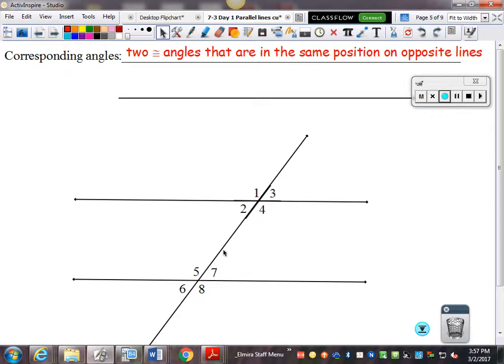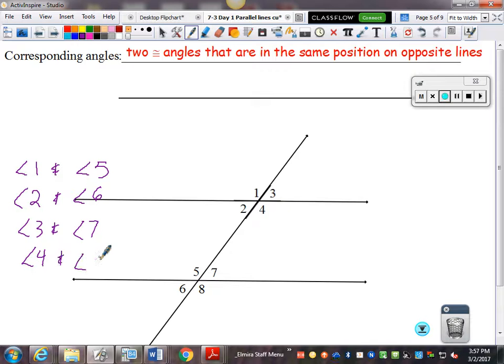We color coded this in class, and we made a whole list. So angle 1 and angle 5 would be corresponding. Angle 2 and angle 6. Angle 3 and angle 7. Angle 4 and angle 8. Those are all examples of corresponding. So I'll just pick one, 2 and 6, would be an example of corresponding.